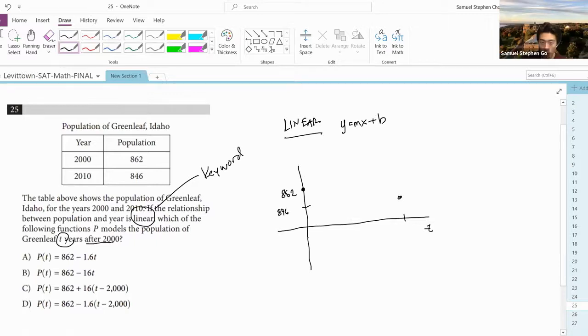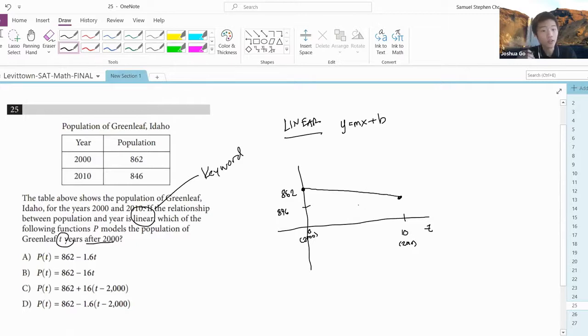Notice also I put 2000 over here because this is T years after 2000, so it sets that as the initial point. That's actually T equals 0. And then over here we have 10 years after, T equals 10, so that would translate to 2010. We'll try to draw a straight line. So this is how I would visualize it.